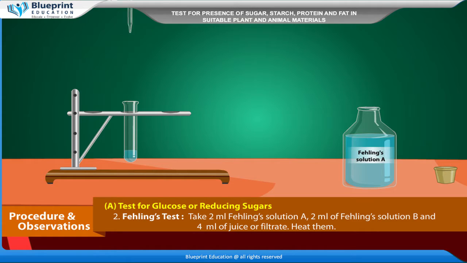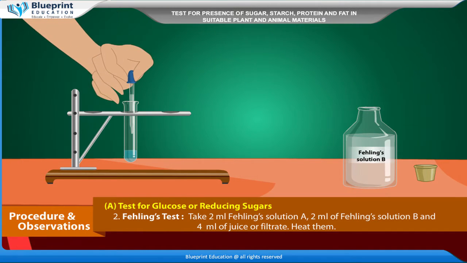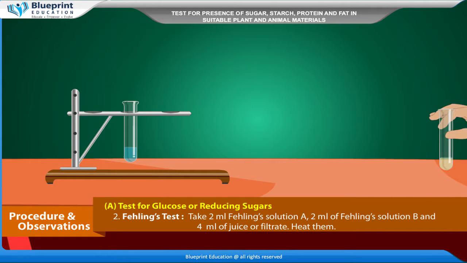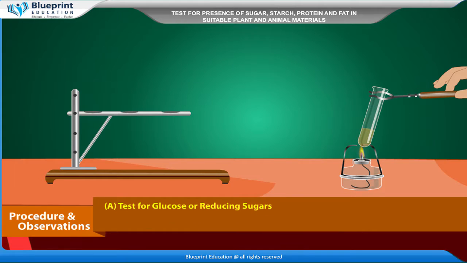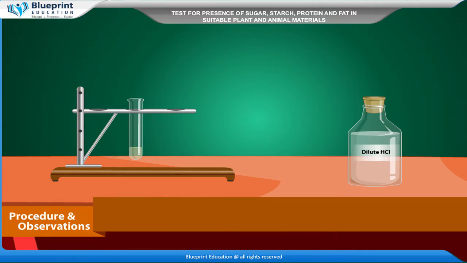Fehling's test. Take 2 ml of Fehling's solution A, 2 ml of Fehling's solution B and 4 ml of juice or filtrate. Heat them. Orange colored precipitate appears. Reducing sugar present, glucose, fructose, etc.